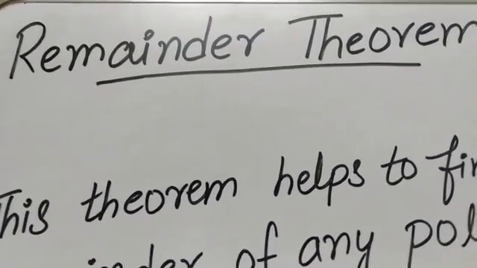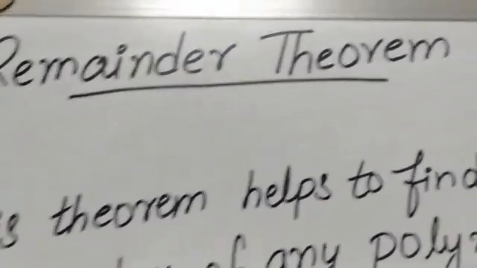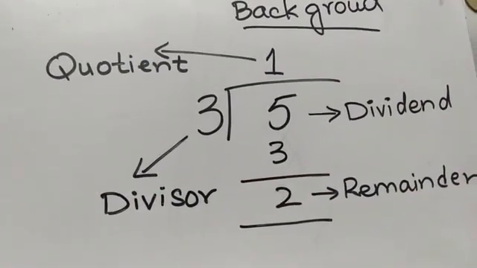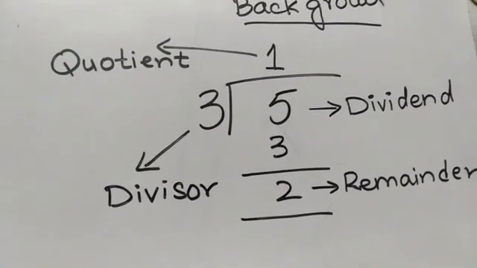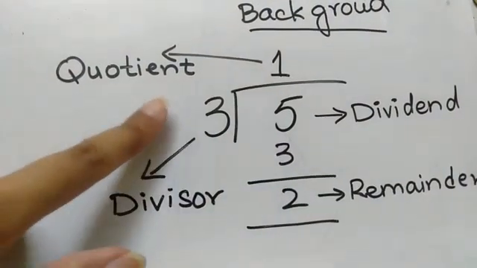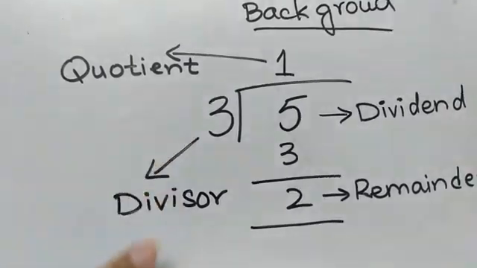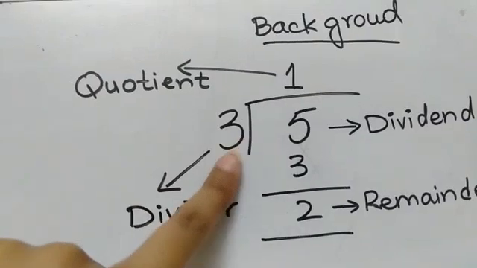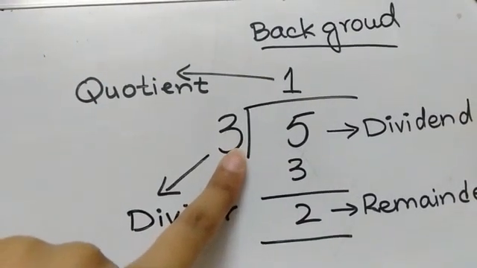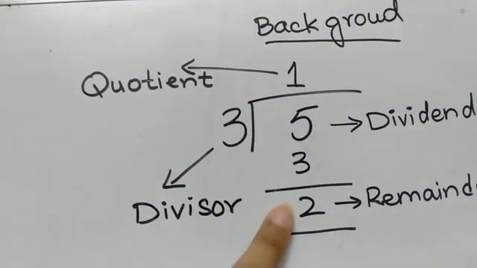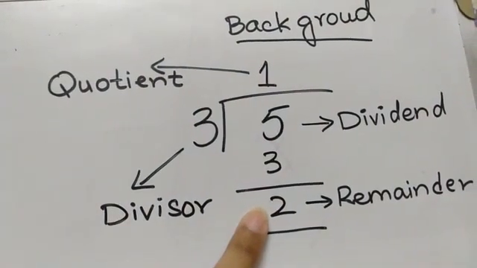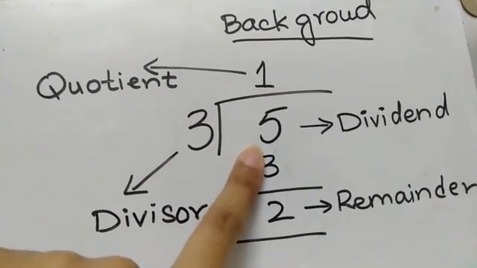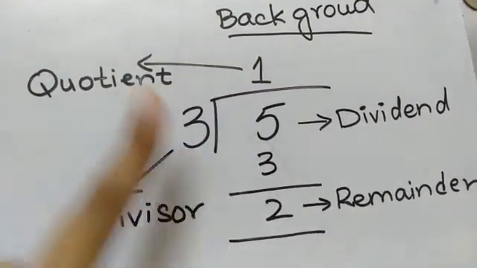Before describing the remainder theorem, I want to tell you about simple division. In simple division, when we divide any number by our divisor, like here we have 3 as a divisor and 5 as the dividend. We have to divide 5 by 3. So 3 one time is 3 and the remainder is 2. So this is your remainder, this is your divisor and this is the dividend. 5 is the dividend and 1 is the quotient.